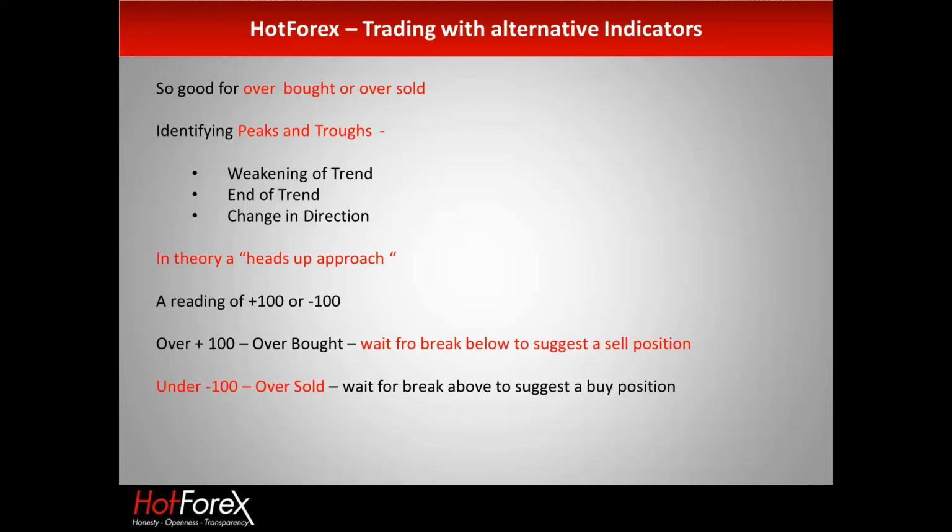Okay, it has a reading of either plus 100 or minus 100. So that's the boundaries for CCI, the Commodity Channel Index. Again, the theory says if we're over plus 100, we're in an overbought situation, and the theory says wait for a break down below the 100 again as we go down to suggest a sell position. You go short on that particular asset. If it's under minus 100, we're in an oversold position, and wait for a break back up over the minus 100 to suggest a potential long position. Okay, it's as simple as that. So again, it's very similar to RSI and other stochastics and other oscillators as well. But here we've got plus 100 and minus 100.